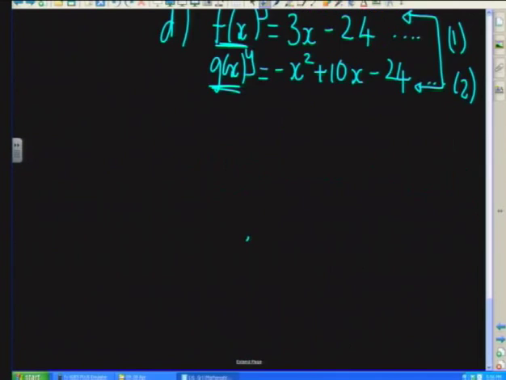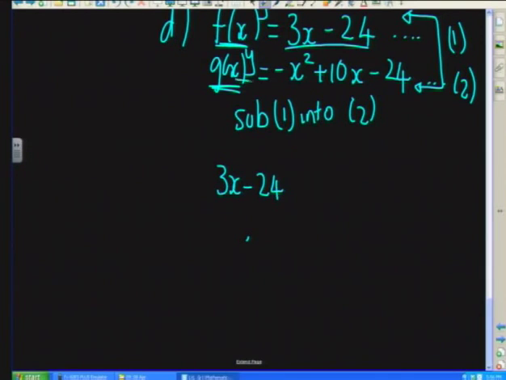Remember, with simultaneous equations where we're using the method of substitution, I'm going to substitute equation 1 into equation 2 and solve simultaneously. So wherever there is a y, I'm going to put in 3x minus 24. So that means I'm going to get 3x minus 24, in place of this y, is equal to negative x squared plus 10x minus 24. All right?